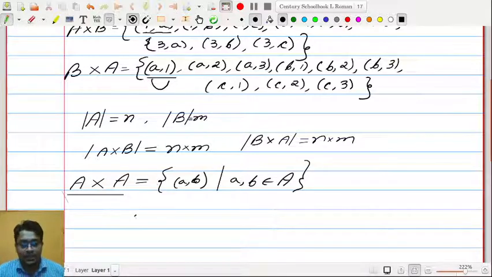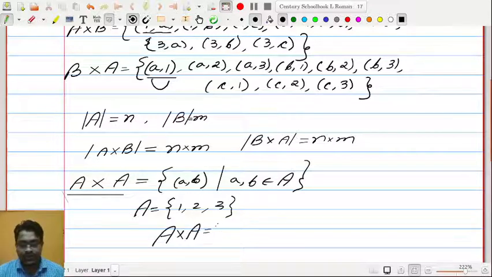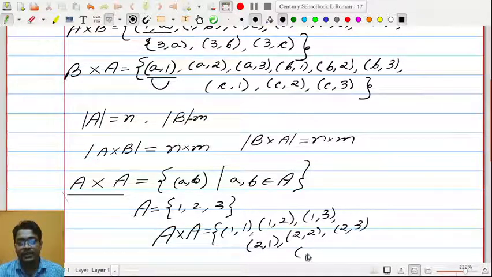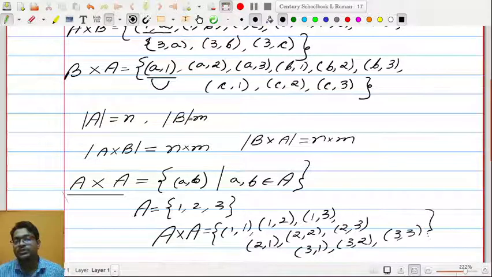For example, if you take A to be the set {1, 2, 3}, what is A cross A? A cross A will be (1,1), (1,2), (1,3), and then (2,1), (2,2), (2,3), and then (3,1), (3,2), and (3,3). This is the Cartesian product of A with itself.